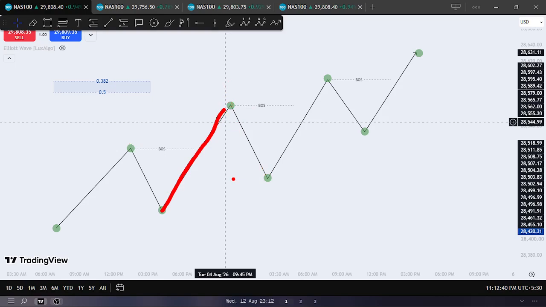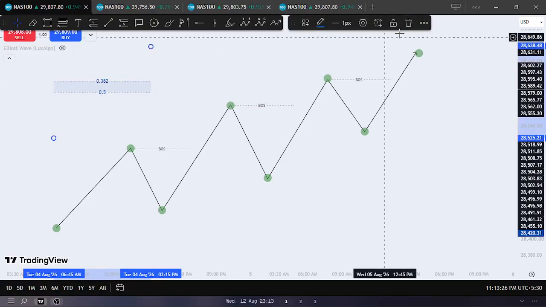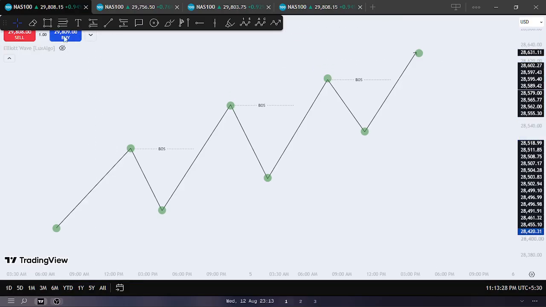For that, I came up with two rules. One is a location based FIB indicator, the FIB tool, or Fibonacci retracement. The second would be using a structure shift, something like this. So this whole would be an impulse, this would be a correction, this would be an impulse. For now, let me just show you how the FIB tool works.